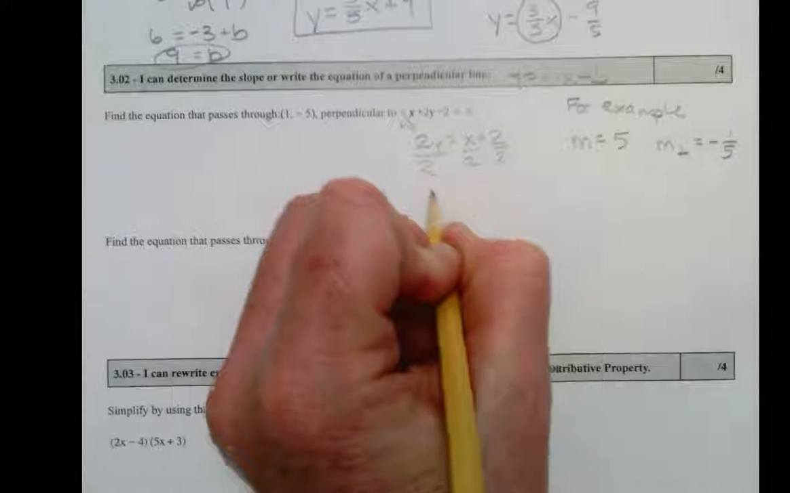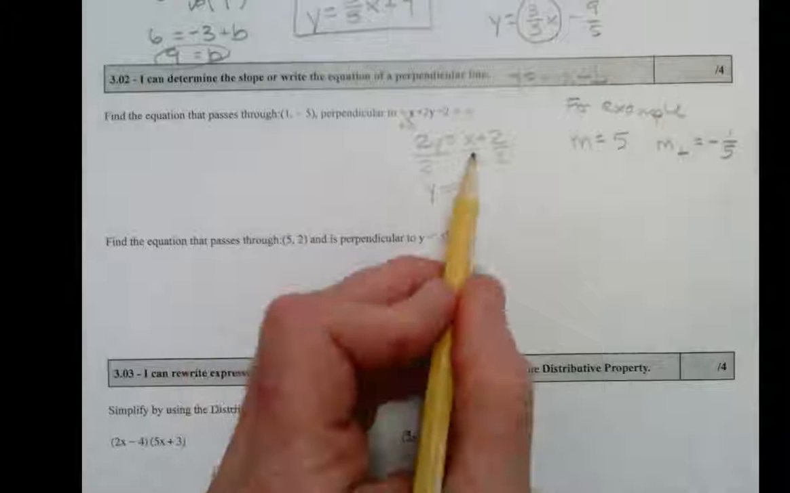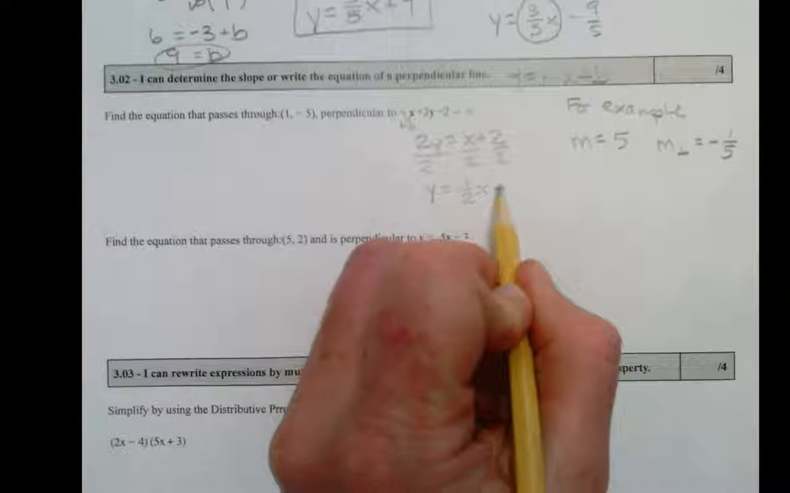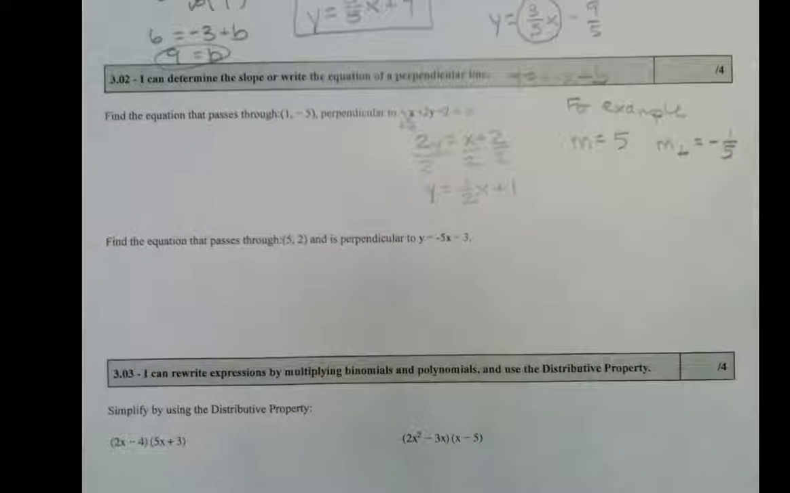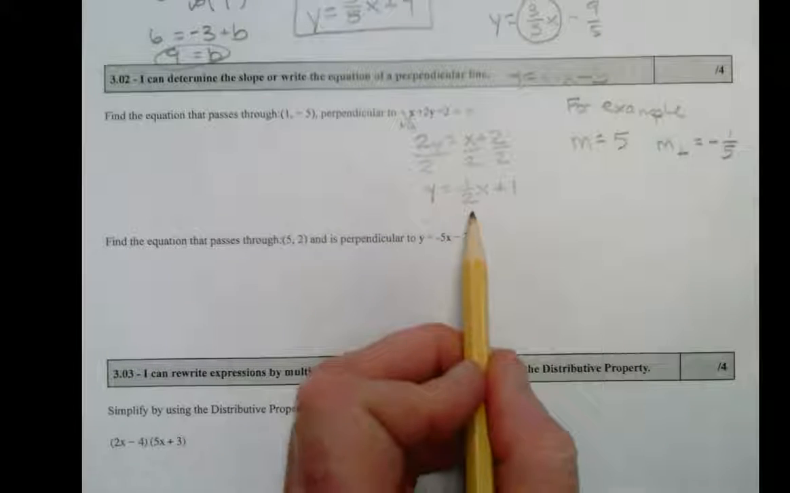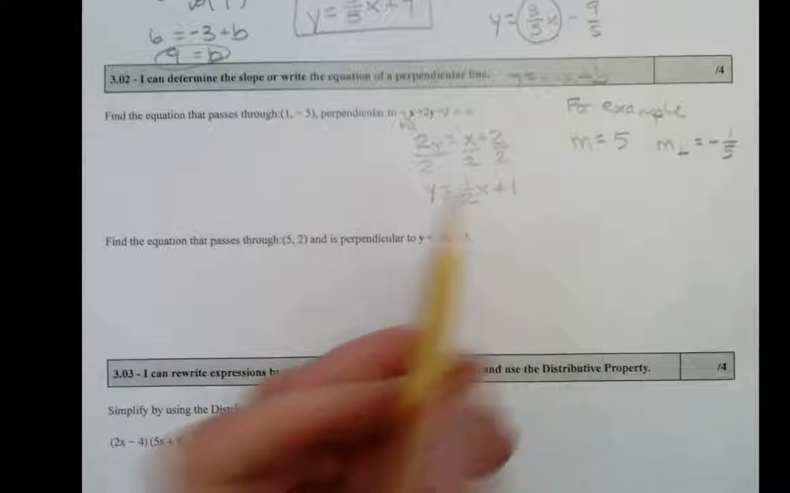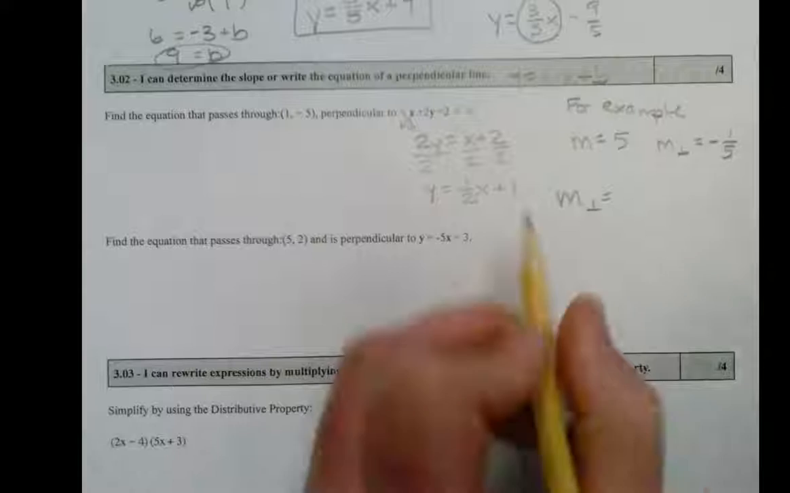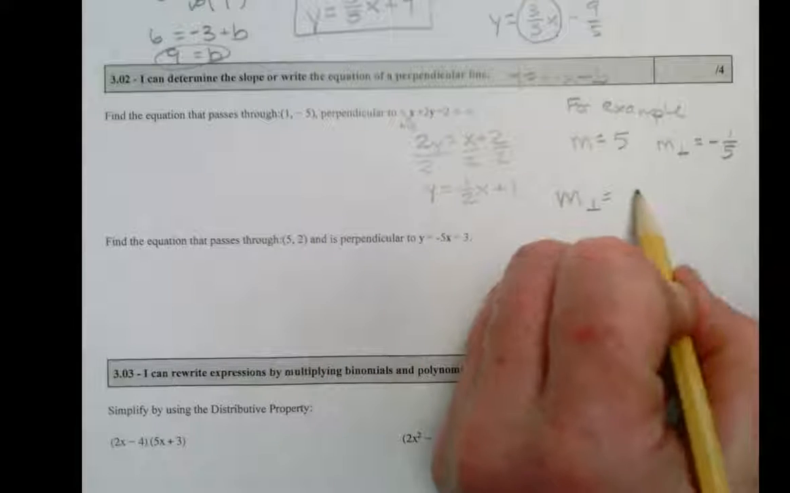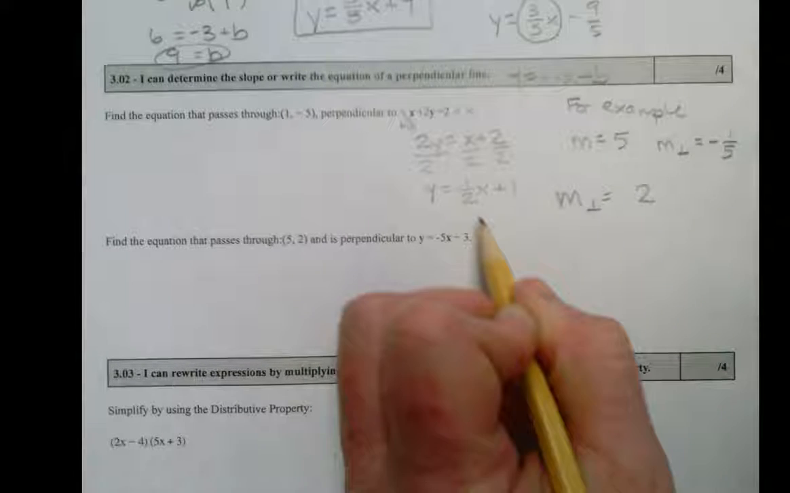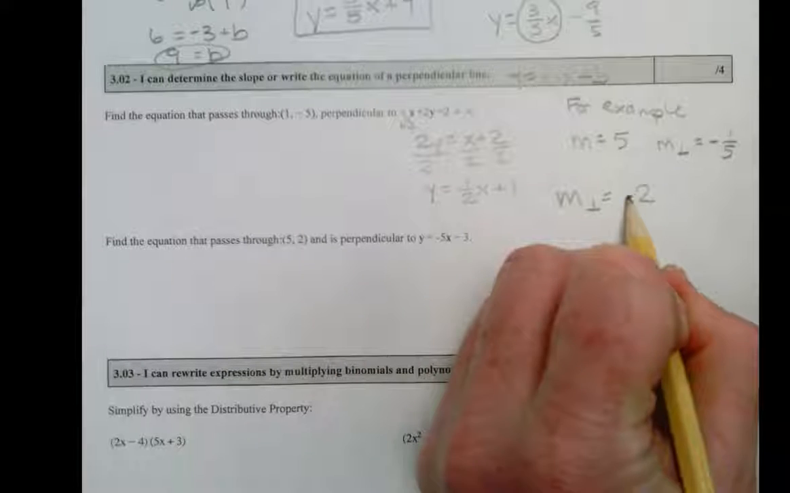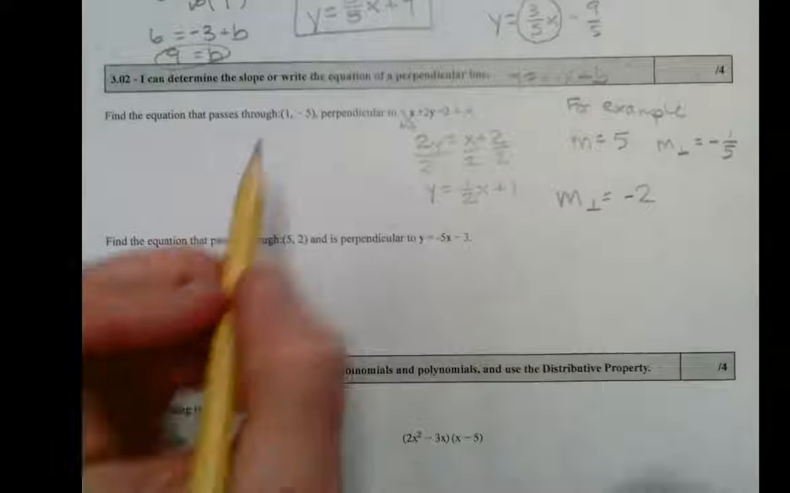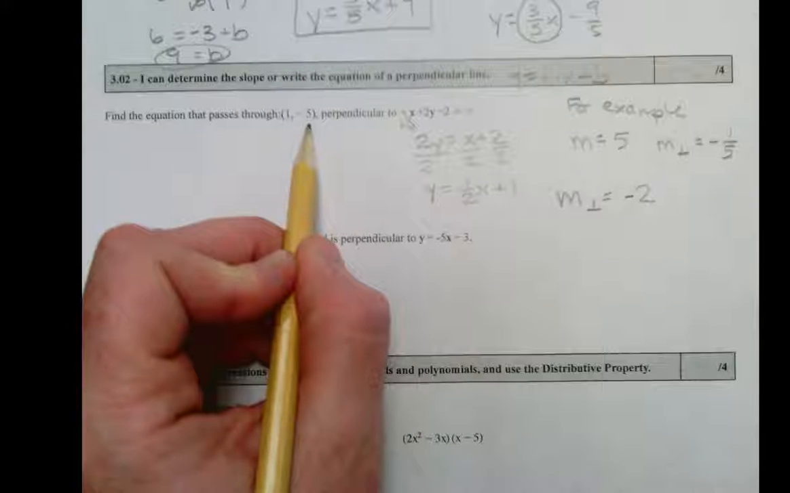So this is y equals, x divided by 2 is the same as 1/2 times x, and 2 divided by 2 is 1. Okay, so this is the slope of the original line. So the perpendicular slope would be the reciprocal, which is 2/1, so it's 2. And if this is positive, the perpendicular slope is negative. That's my new slope.